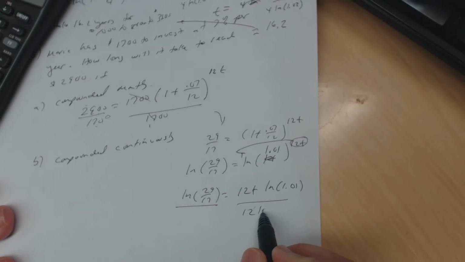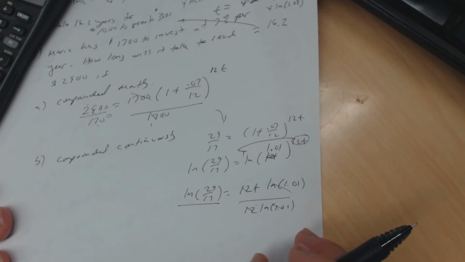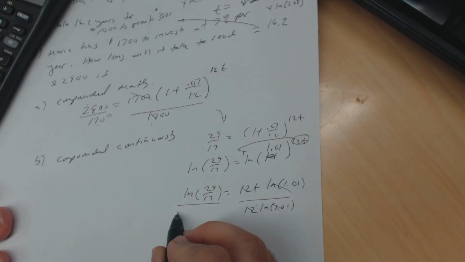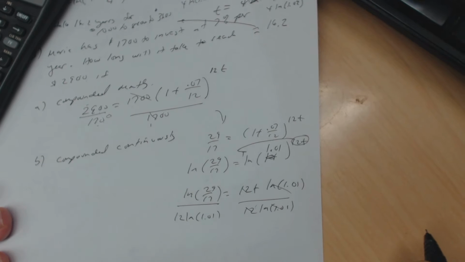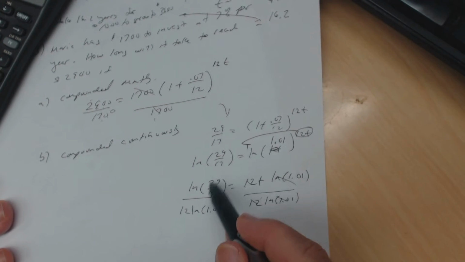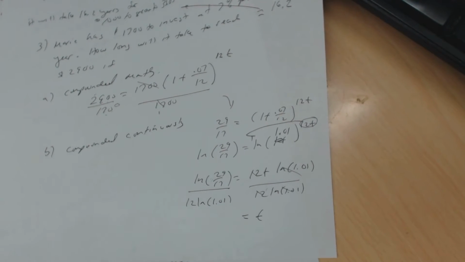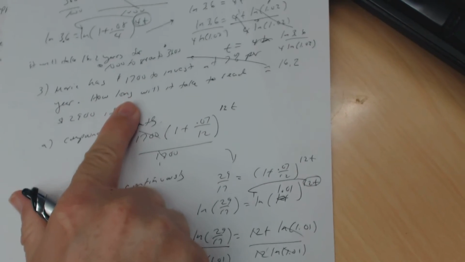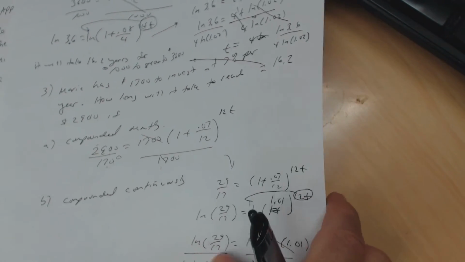So you have to say 12 natural log of 1.01. So these 12s divide out, and we're left with t. But again, what you do to one side, you have to do to the other. So this is 12 natural log of 1.01. So t equals this right here. Let's use the calculator to approximate how long it will take $1,700 to grow to $2,900 at that rate.